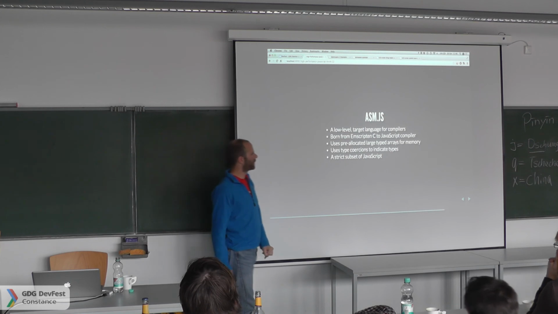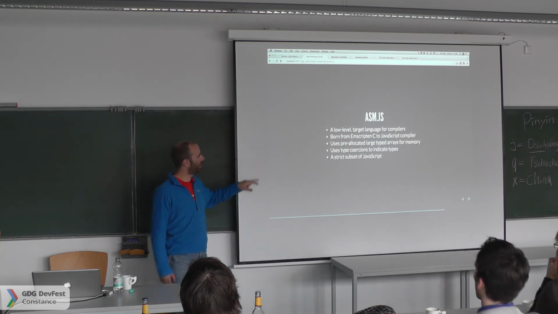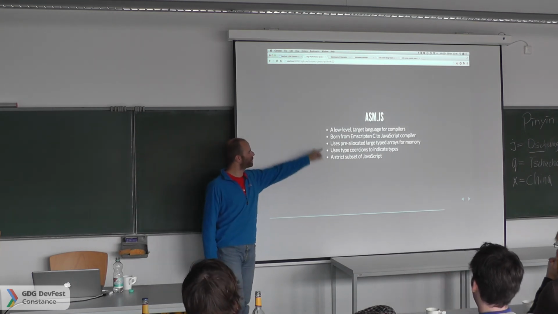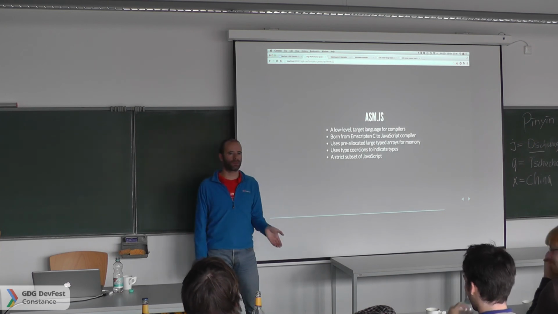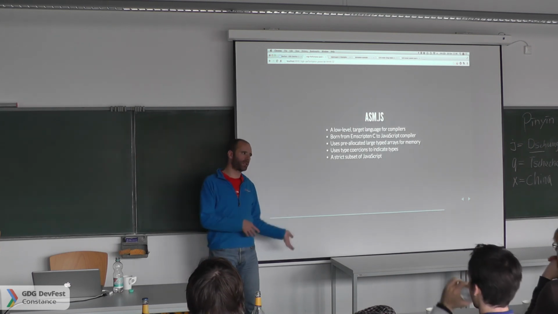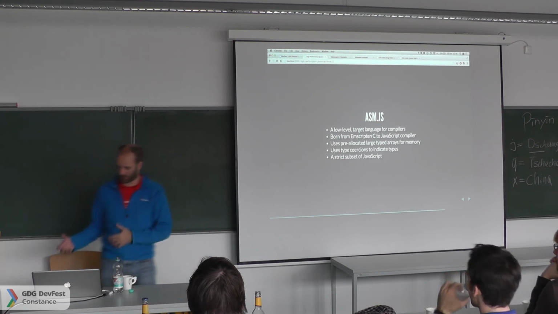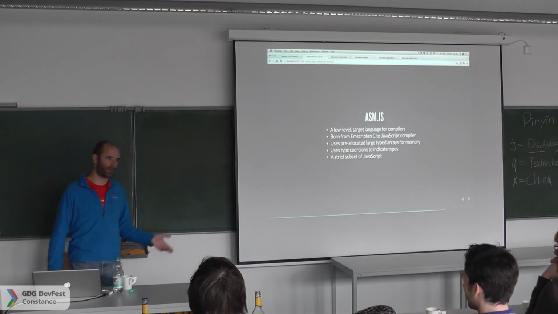It uses type coercions to get types. I'll demonstrate that in a sec. And finally, what's very interesting about asm.js is that it's a strict subset of JavaScript. This means every asm.js piece of code is also valid JavaScript, which gives you immediate backward compatibility.